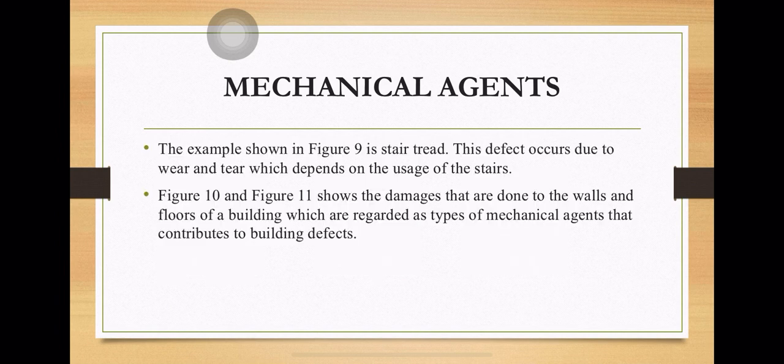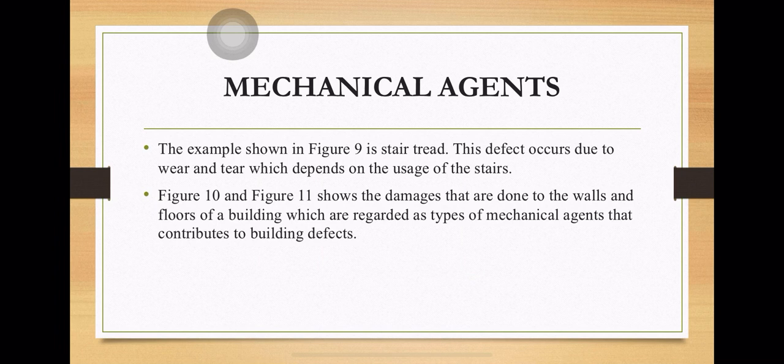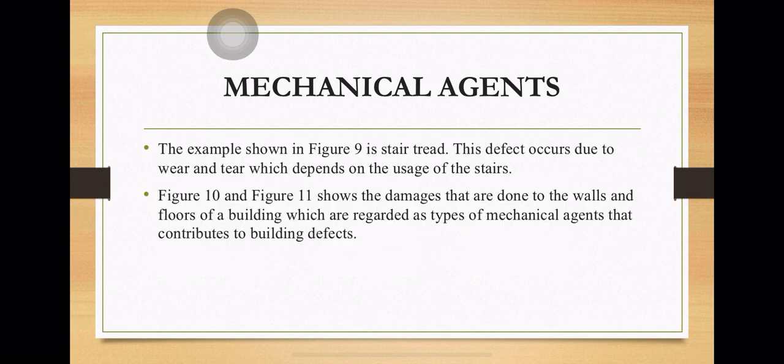So the example shown in figure 9 is tear thread. This defect occurs due to wear and tear, which depends on the usage of the floor area. And next, figures 10 and 11 show the damages that are done to the walls and floors of a building, which are regarded as types of mechanical agents and contribute to building defects. So you can say that most of these defects are caused by wear and tear, or old age. And that's all.